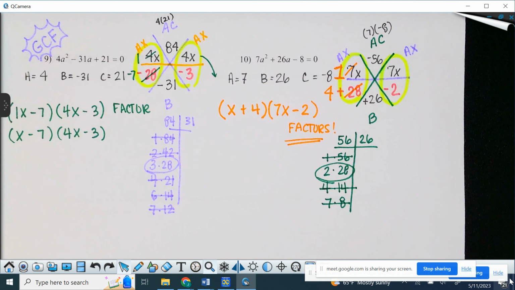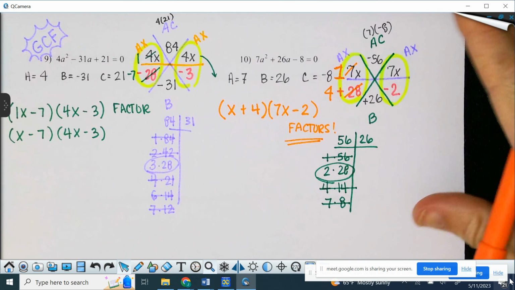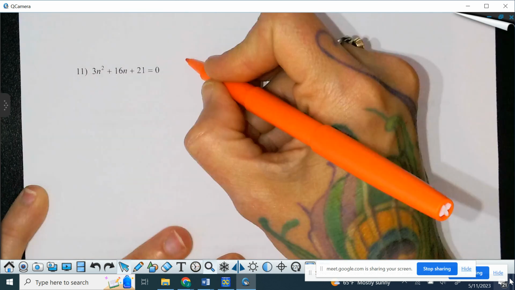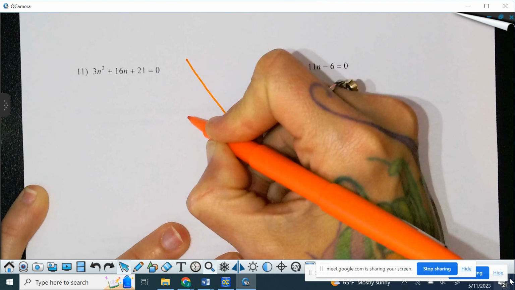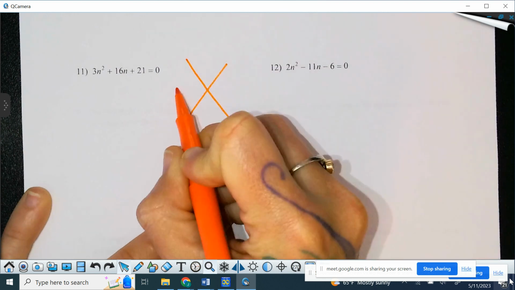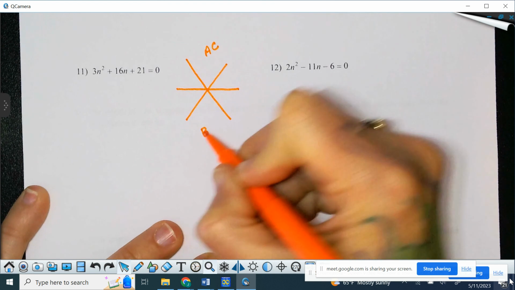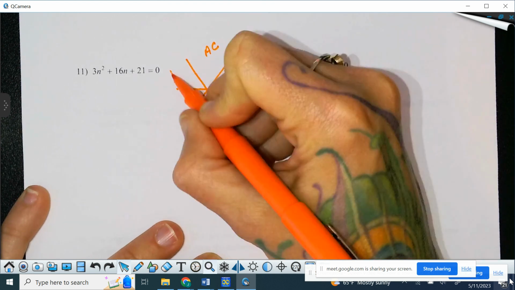Okay. All right. Number 11. We're going to draw our big star. We've added a line across. It's A times C on the top, B on the bottom, our A value with an x beside it in our upper corners, and then our factors are down at the bottom.